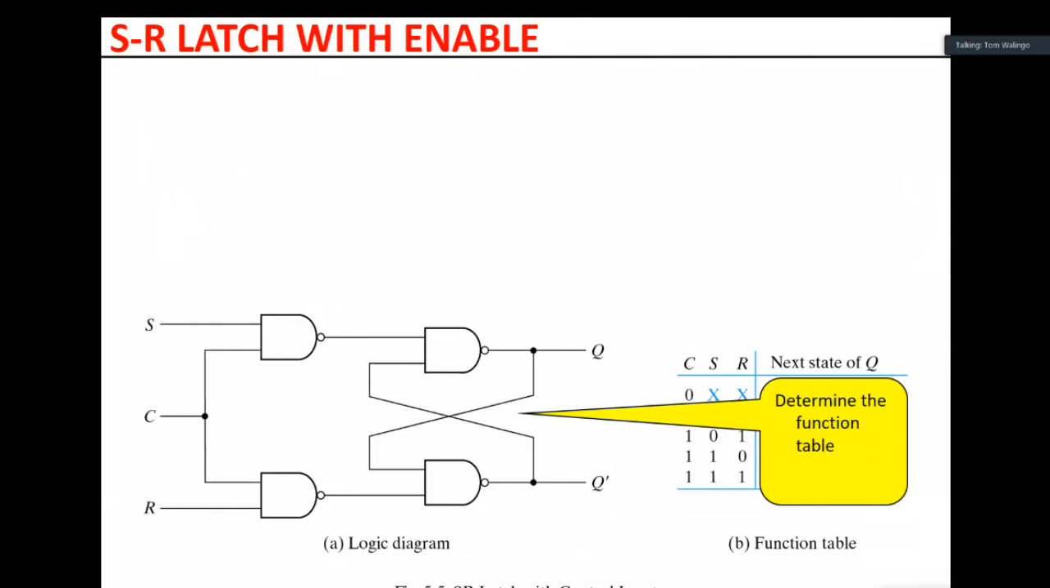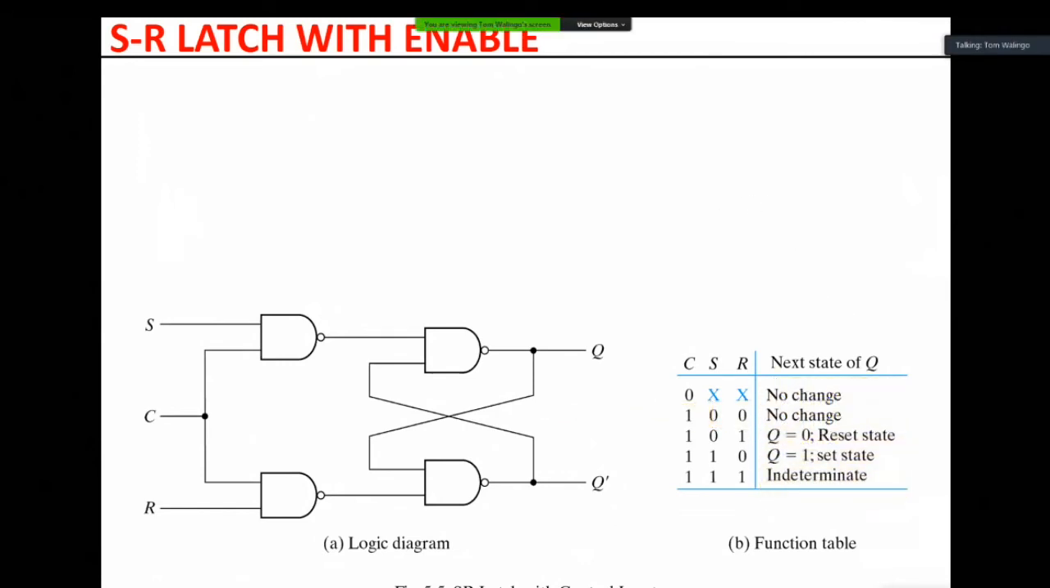So our 3 minutes, it's even a shorter one. So let's take 3 minutes. Let's get the function table. We have added an enable. Anybody who needs more time?